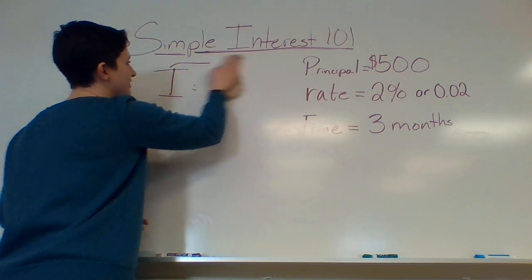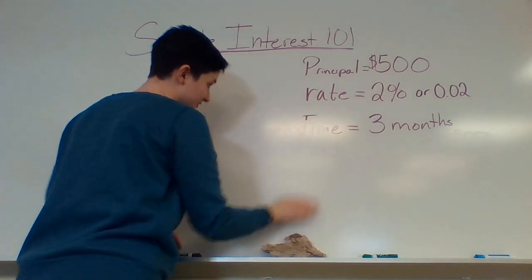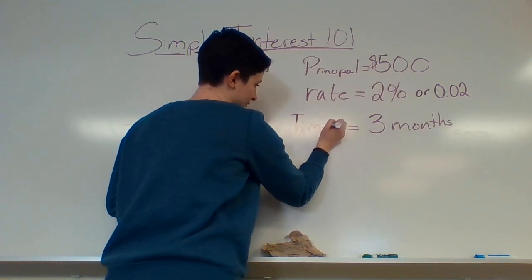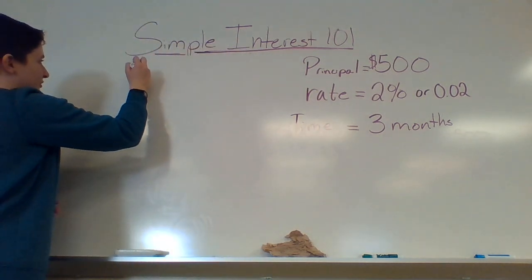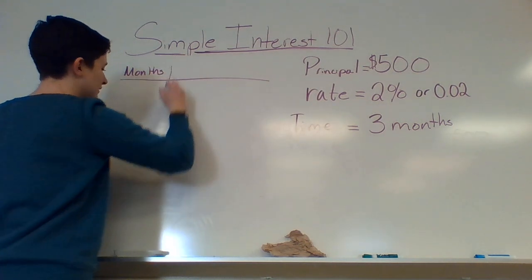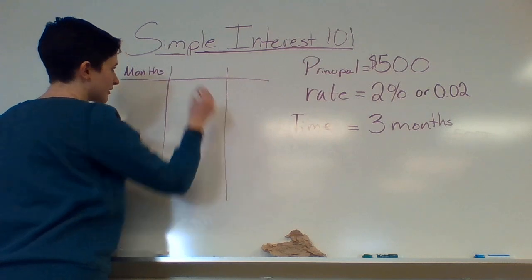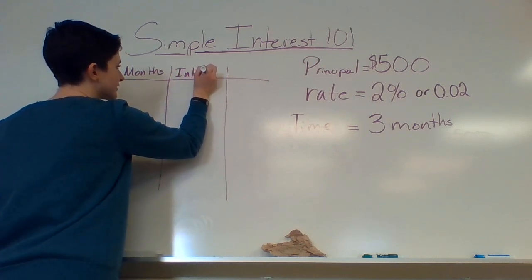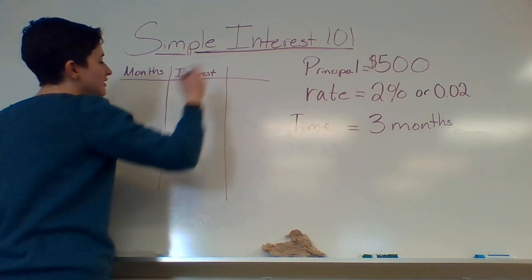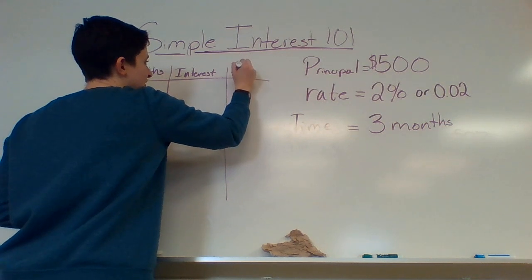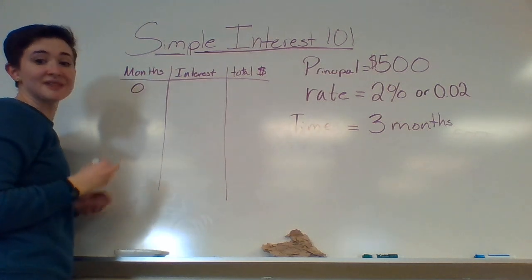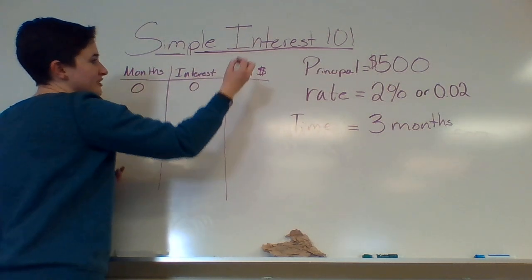I want to show you month to month, if I kept these variables, I erased time, what would it look like? Okay, so if I start with, let's say months. The interest that I'm making, so this will be how much interest do I make per month, or how much interest did I make that month. And then the total amount of money that is left in my bank account. So month 0, I have made no interest. I literally just put my money in, and I start with $500.